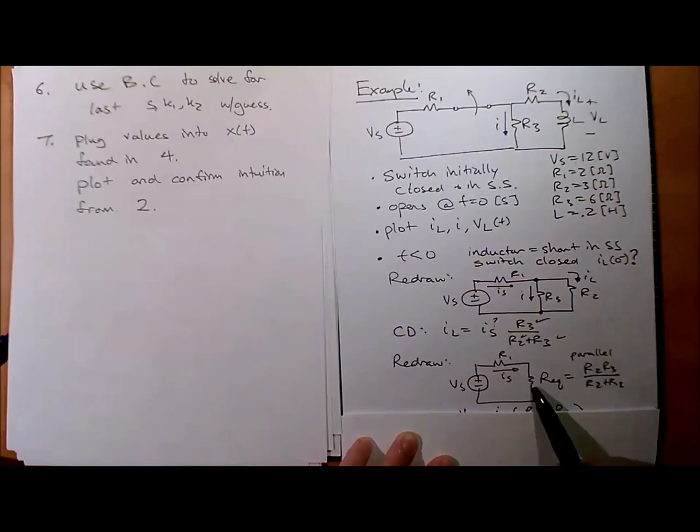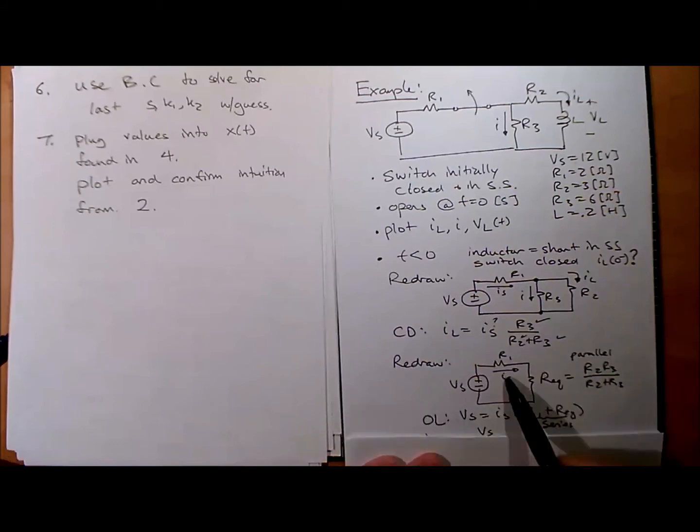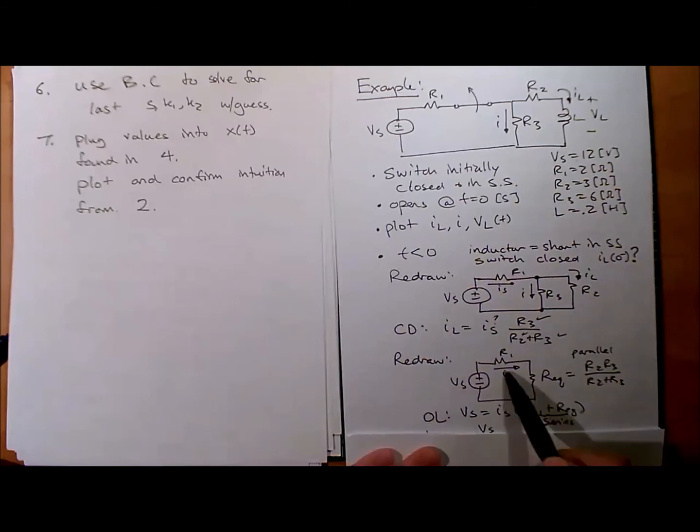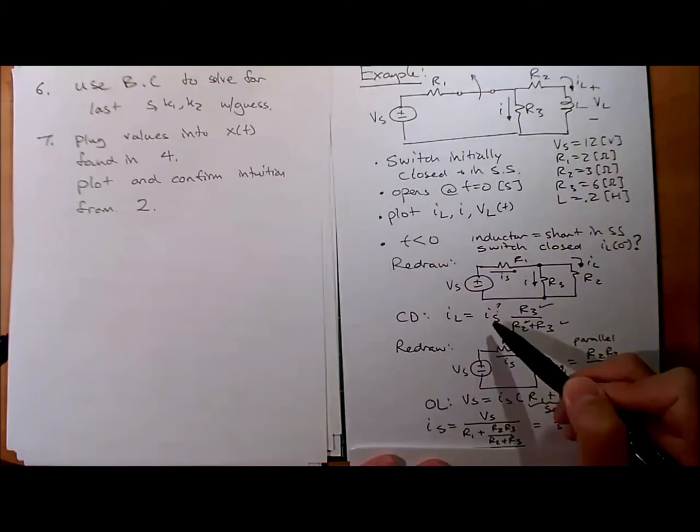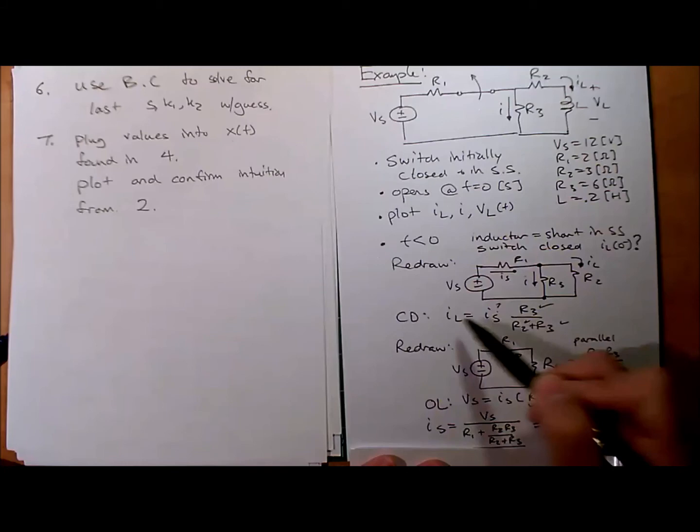So if I crunch this down, this is an R equivalent, R2, R3 over R2 plus R3, no problem. And then I can combine these, and my current here is going to be the Ohm's law of this, right? And these two are in series, no problem. So once I have IS, I know it's 3 amps, I can plug it into here, and then once I have this, I can get IL.